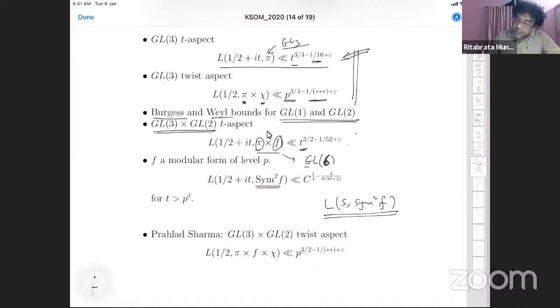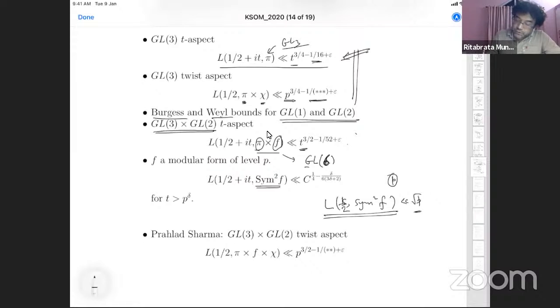And for some time, I had been looking at the central value with f of level p. Then it is bounded by p², where p² is the conductor, so it's bounded by root p. That's the convexity bound, and you want to improve it. It's quite difficult, and we still don't know how to improve this p to the power 1/2.